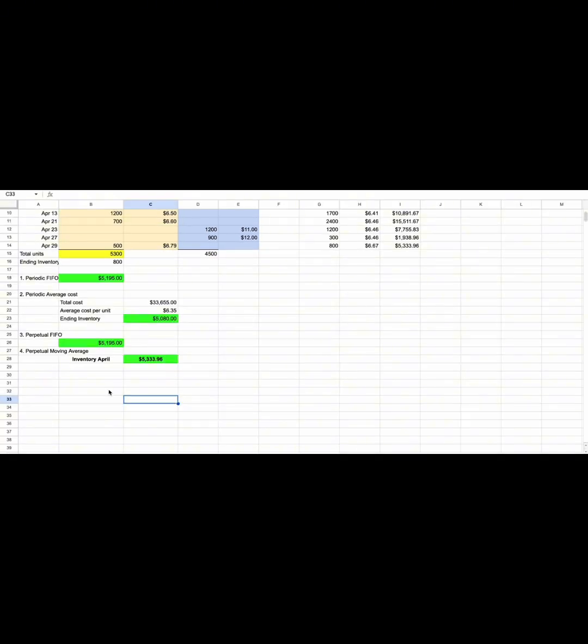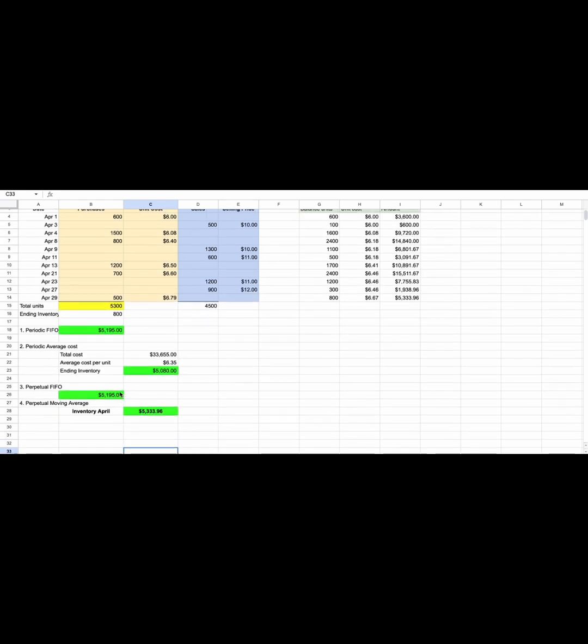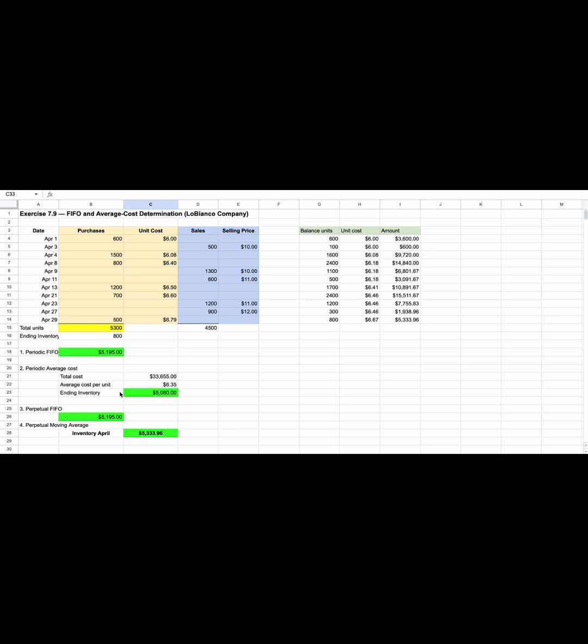So that's our results. FIFO gives a slightly higher ending inventory value compared to average cost. In an inflationary period, when prices are rising, FIFO will show the highest ending inventory and therefore the highest net income, since older, cheaper costs are matched against current revenues. Average cost, meanwhile, smooths the effect of price changes.